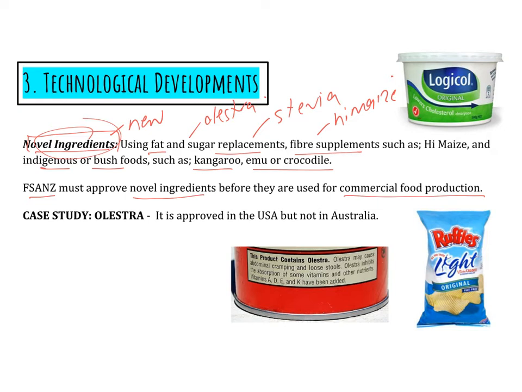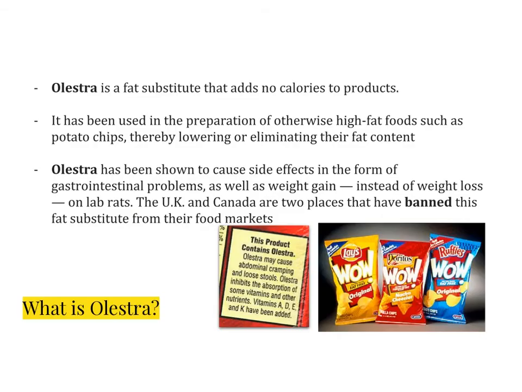Now a good example of this is olestra. Olestra is an additive that is approved in the USA but not in Australia. It is commonly used in fat-free products like light chips. However, research has shown that it does have negative effects on somebody's health. Olestra is a fat substitute that adds no calories to products. It's used in high-fat foods like potato chips, and therefore it lowers or eliminates the fat content, making them appear to be healthier on a food label.